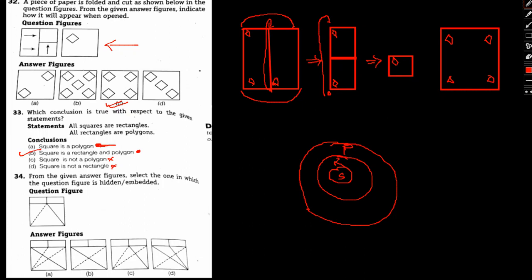So now we'll move to question number 35. From the given figure, select the one in which the question figure is hidden or embedded. So this is our question figure, and we need to find the one in which this particular figure is hidden. This is what we have.